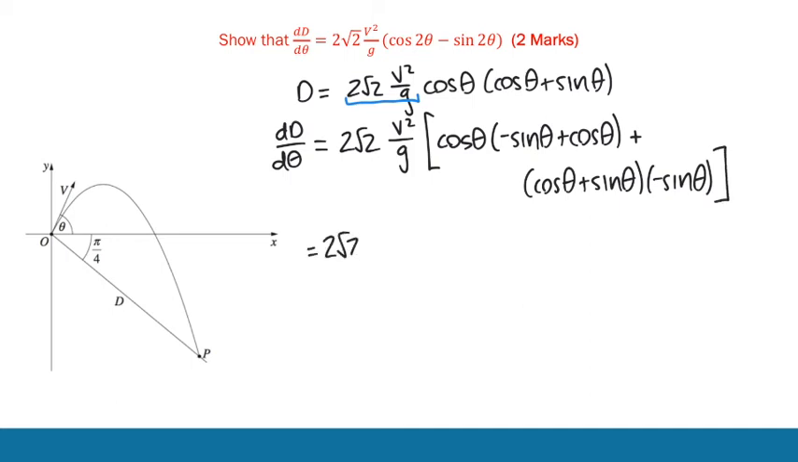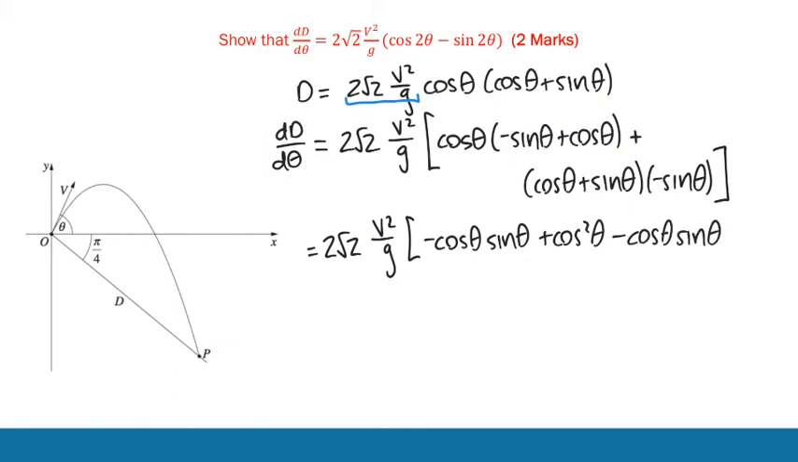So let's see if we can tidy that up. We get 2 root 2 v squared on g out the front unaffected. Then let's just expand. We have negative cos sine plus cos squared theta minus cos theta sine theta again minus sine squared theta. And so we get to here, and at this point it's important to keep an eye on the result. What are we actually heading towards? We need a cos 2 theta to appear, and we need a sine 2 theta to appear. You should be able to see both of them in there already.